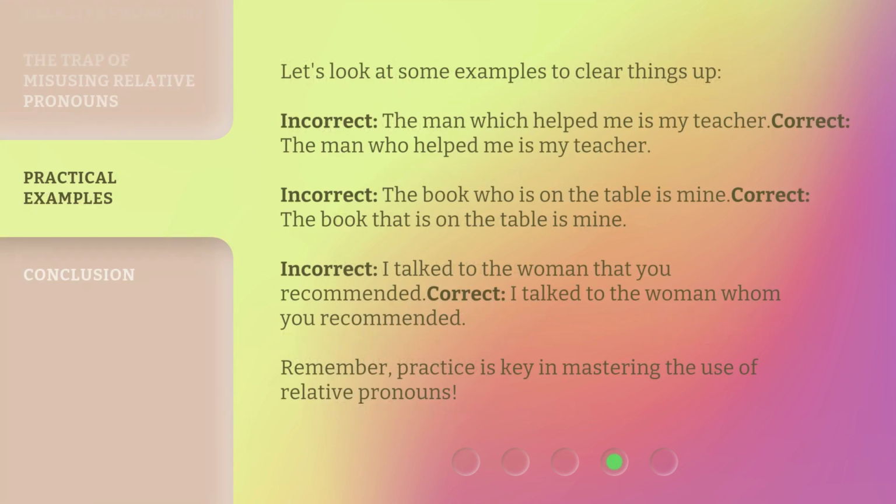Let's look at some examples to clear things up. Incorrect. The man which helped me is my teacher. Correct. The man who helped me is my teacher. Incorrect. The book who is on the table is mine. Correct. The book that is on the table is mine. Incorrect. I talked to the woman that you recommended. Correct. I talked to the woman whom you recommended. Remember, practice is key in mastering the use of relative pronouns.